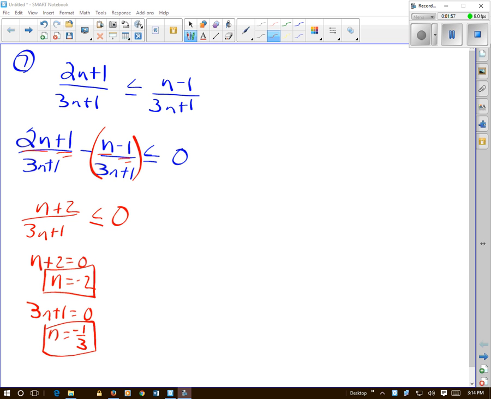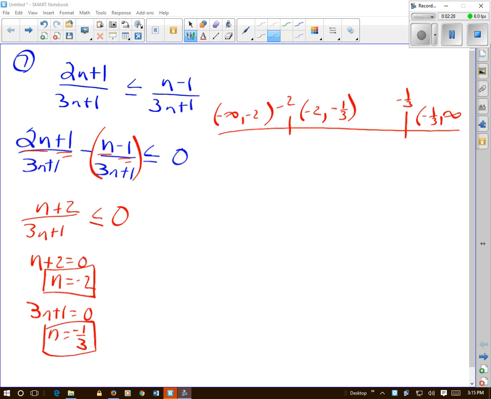Okay, here's where we start the sign chart, and I like to do my sign charts. We're going to put the negative 2 on kind of a number line looking thing, and a negative 1/3. So I like to put up here, okay, that means this is representing the interval from negative infinity to negative 2, and from negative 2 to negative 1/3, and negative 1/3 to infinity.